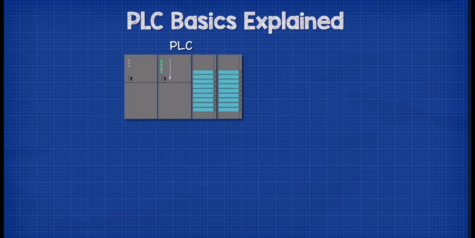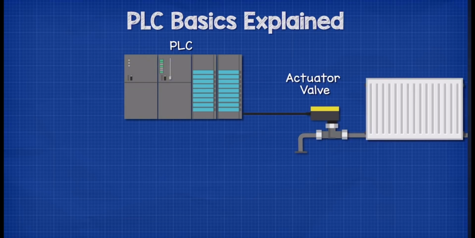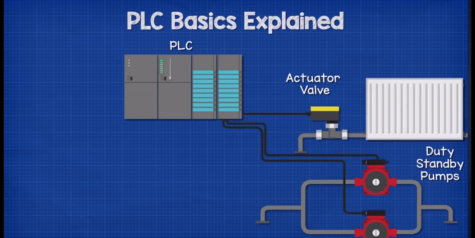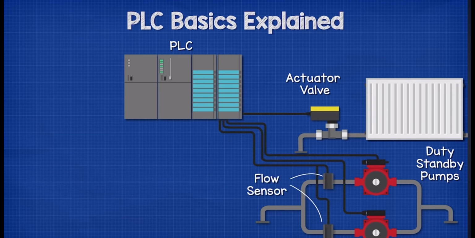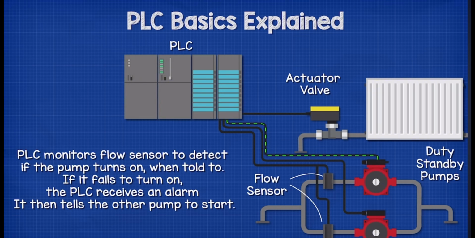Let's say the system has a PLC with optimizer software installed. This controls an actuator valve from the heating system. This also has 2 pumps, which are set up in duty and standby configuration, so only one pump runs at a time. The PLC will decide which pump to turn on, based on whichever has the lowest number of previous run hours. The PLC will monitor a flow sensor to detect if the pump turns on when told to do so. If the pump fails to turn, the PLC receives an alarm and it will cut the power. It then tells the other pump to start.